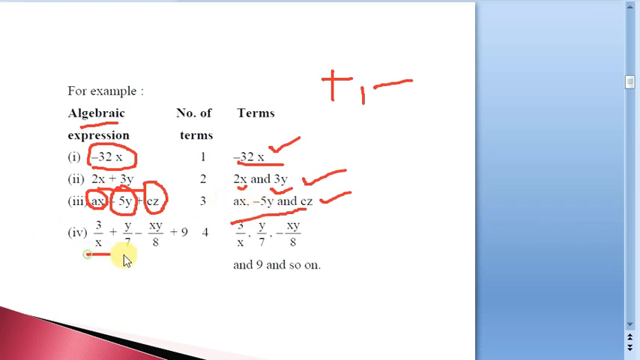Now see the last part here. This is going to be 3 by x plus y by 7 minus xy by 8 plus 9. How many terms are there? 4 terms. Why? Because this is one term, this is the second term, this is the third term, and this is going to be our fourth term. Like that, this is the way that we need to count the number of terms. And always remember, we can write the coefficient of the variable and the exponent also if we need to write.